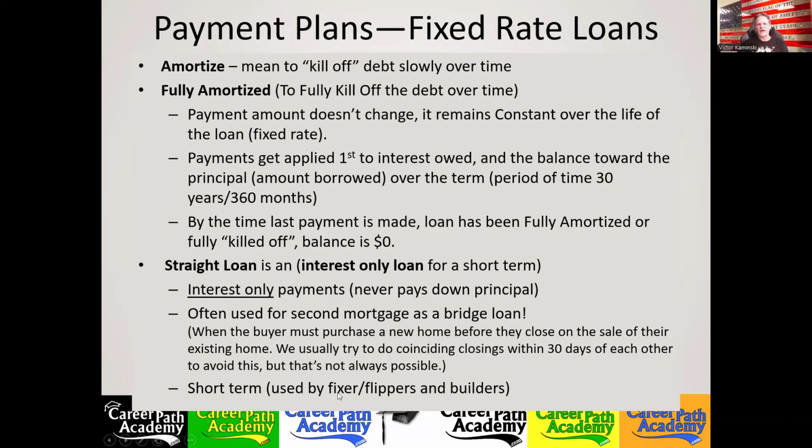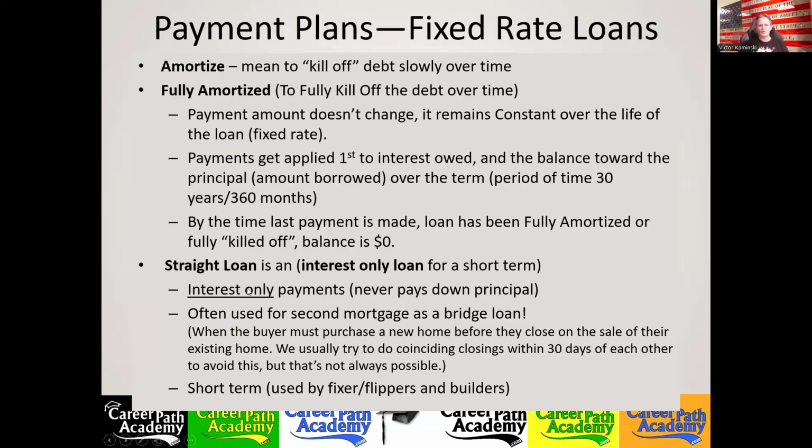Now, in a fully amortized loan, payments get applied first to the interest owed and the balance towards the principal. The principal is the amount you borrow over the term. The term is how many years, how many payments. So typical loans that people use to buy real estate is a 30-year loan. So on a 30-year fixed rate loan, by the time you made your last payment, the loan's been fully amortized or fully killed off. So your balance would be zero.